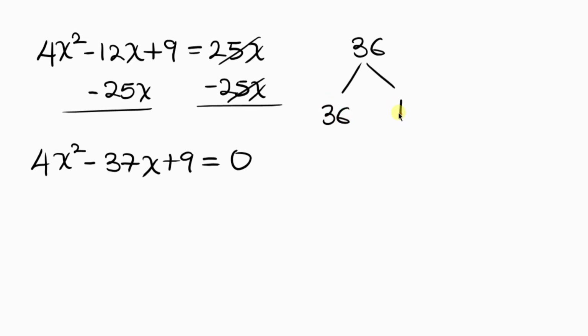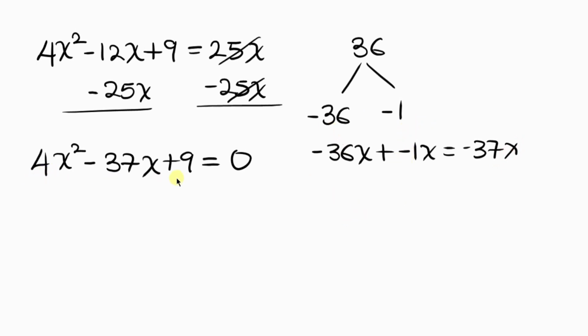36 times 1 gives 36. But when I add this up, I'm not going to get negative 37. What about negative 36, negative 1? So the multiplication of these two gives 36. And the addition, which is negative 36x, then plus negative 1x gives negative 37x. Very good. So this is okay.